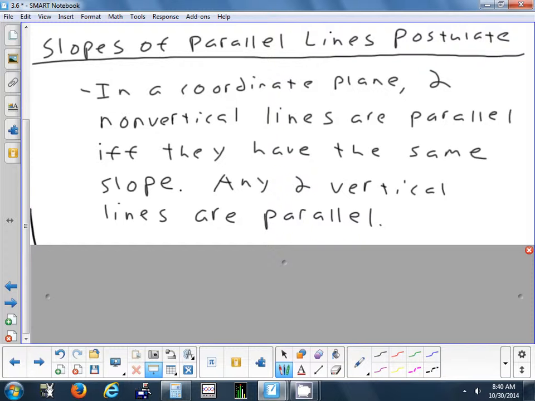So I'm going to add, in a coordinate plane, two non-vertical lines are parallel if they have the same slope and different y-intercepts. Maybe the book didn't mention that because they didn't mention a y-intercept yet. But from Algebra 1, we know what it is. So I think we should add that in.